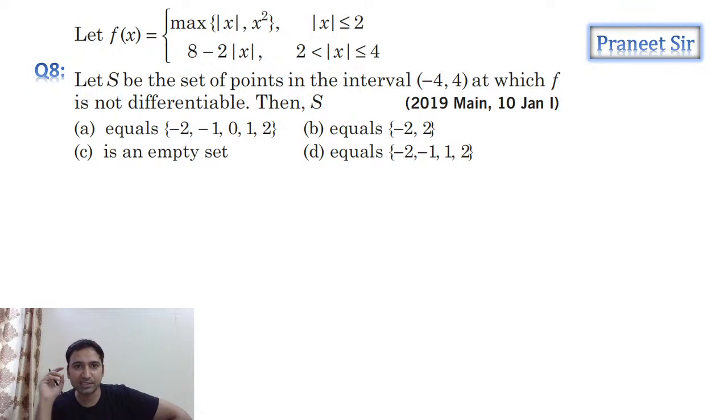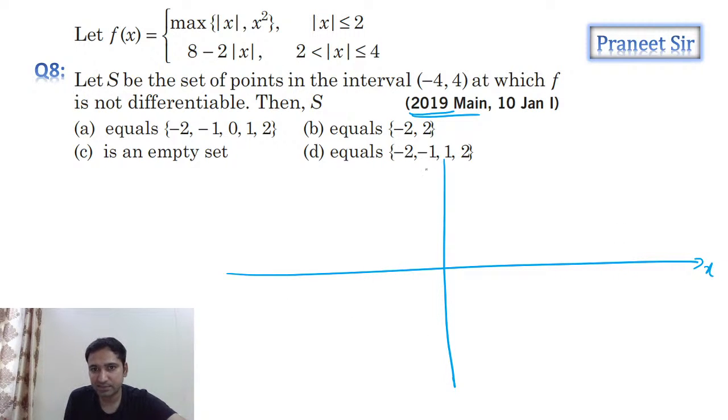Okay. So now let's see the 8th question. This is also a 2019 question. So f of x is given, from -4 to 4, and we need to analyze the graph. In between -4 to 4, where it is differentiable and where it is non-differentiable, that's what we need to calculate. So let's try to draw the graph.